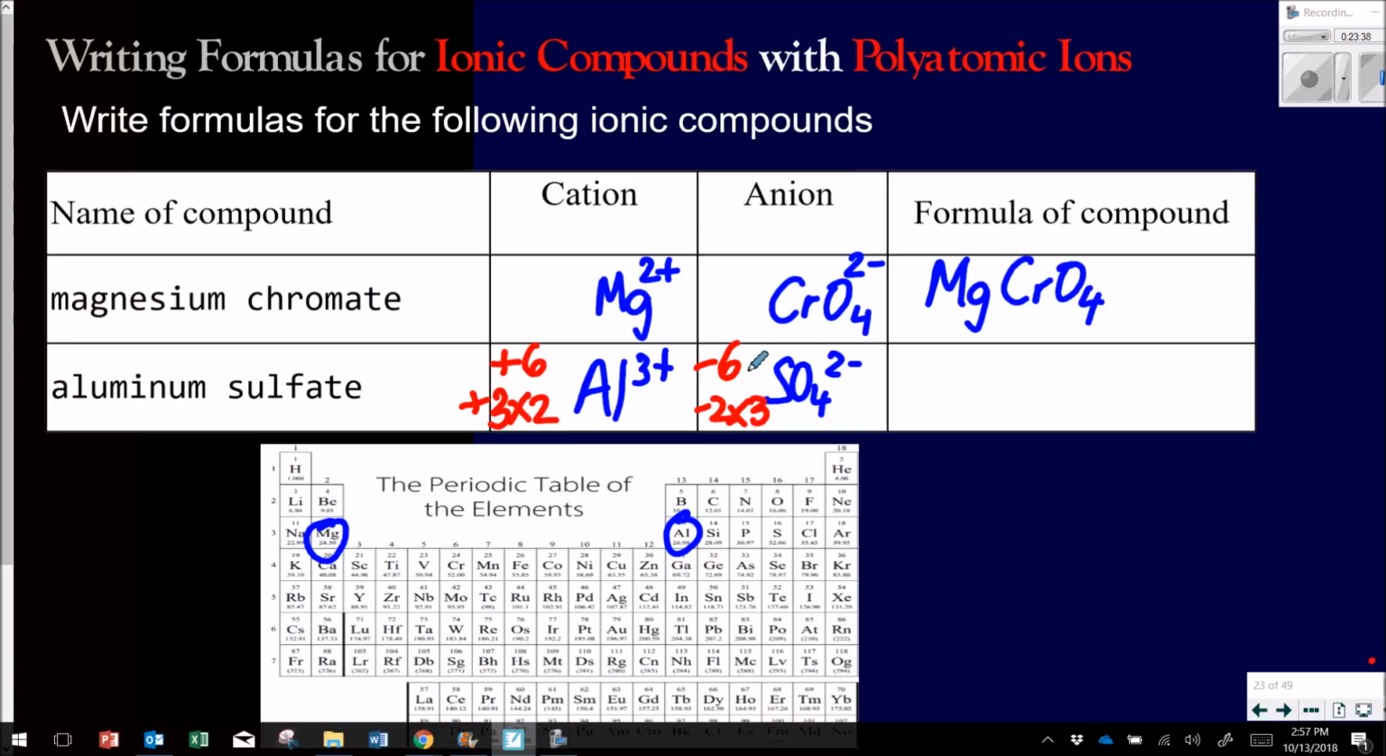Now +6 cancels out -6. For my final compound, for every 2 aluminums, I need 3 sulfates. And because I need 3, I'm going to put it in a parentheses with the subscript 3.